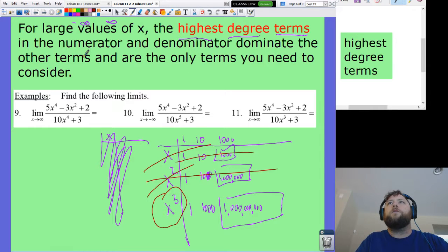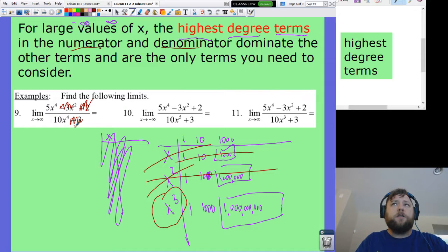So what we're going to actually do when we're looking at these infinite limits, on each of the denominator and numerator, we're only going to look at the highest degree terms. The rest don't matter. Like this plus 2, when x is like 1 billion, who cares? It's just trivial. And even this x squared, if x was 1 billion, yeah, that's a lot of billions, but this is going to be way more. So this doesn't matter either. Same thing on the bottom. This plus 3 doesn't matter.